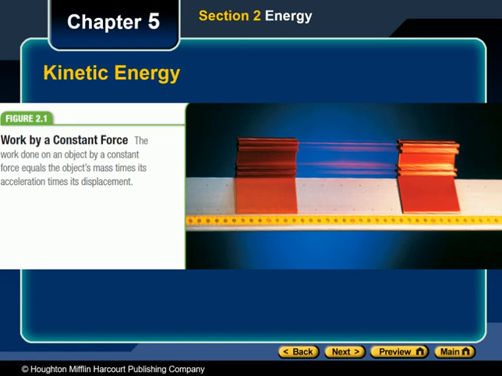Figure 2.1 on the screen here shows a cart of mass m moving to the right on a frictionless air track under the action of a constant net force, F, acting to the right. Because the force is constant, we know from Newton's second law that the cart moves with a constant acceleration, a. While the force is applied, the cart accelerates from an initial velocity, v sub i, to a final velocity, v sub f.